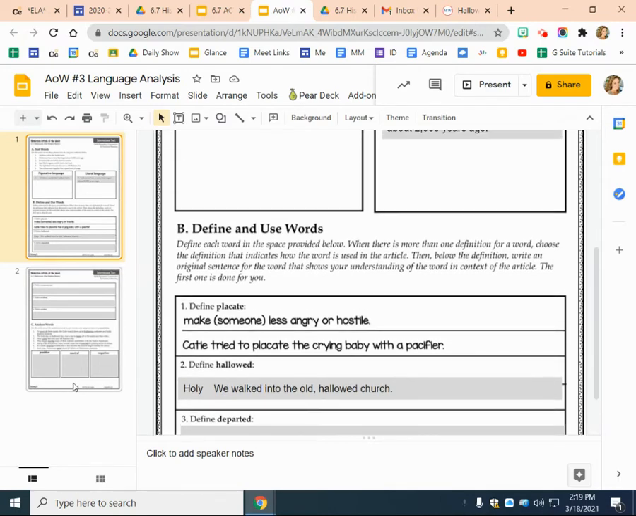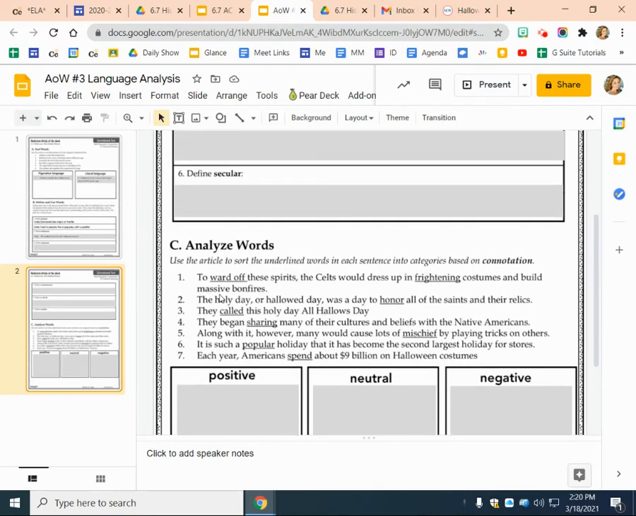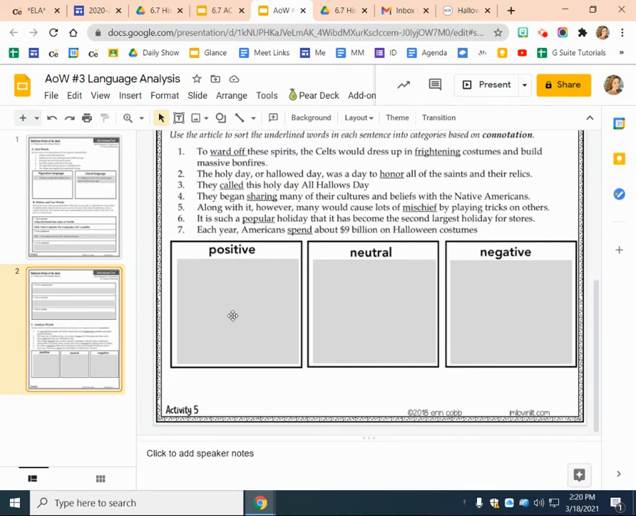All right, we're going to the last section, which is section C, where we're going to think about the connotation of some of the words in this article. Connotation just means the emotion or feeling connected with a word. For example, if I said the word peaceful, that has a very positive feeling associated with it. Most people enjoy that feeling of being peaceful. That's positive.